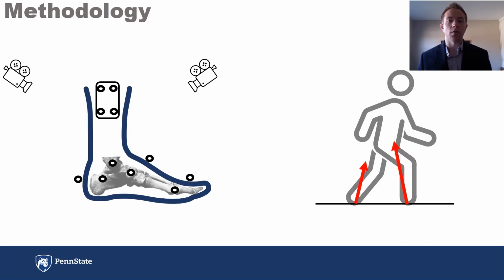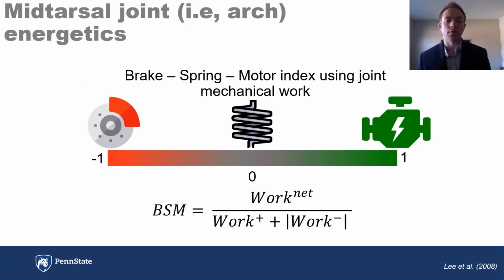We placed small reflective markers on our participants' body segments such that we could track the position and orientation of those segments. And our participants also walked and ran across force plates, which measured the orientation and magnitude of the forces between their feet and the ground. To characterize the mechanical function of the mid-tarsal joint, or the arch, I developed the brake spring motor index, which considers the net work, positive work, and magnitude of negative work performed about a joint.